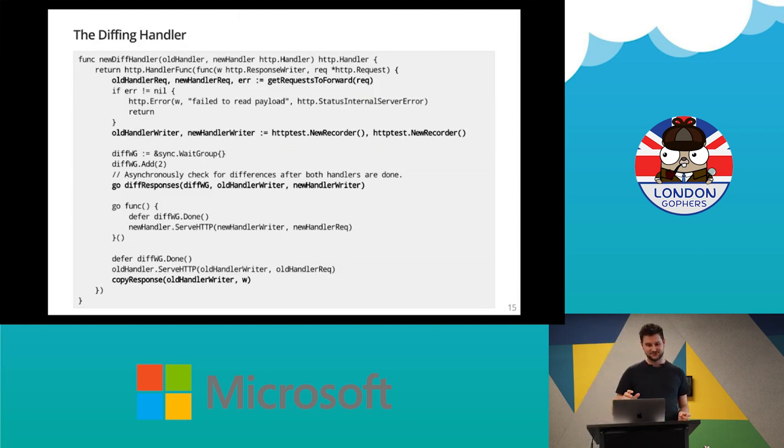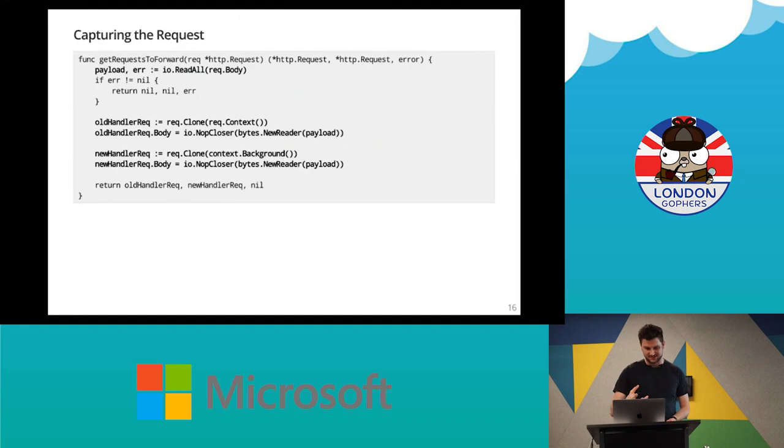The first thing we need to do is turn one request into two, because we can't reuse the same request object for the two calls, especially if you want to make them concurrently. The problem is the body. We can only read the body once, so we need to go and buffer it. And that's what we do in this get requests to forward function. So we use the io.ReadAll utility function from the standard library to read the complete body. And so we get the slice of bytes.